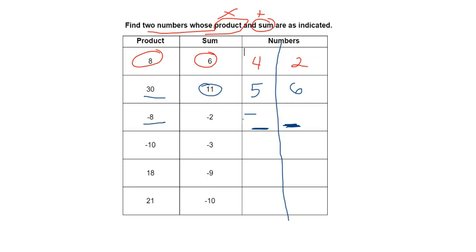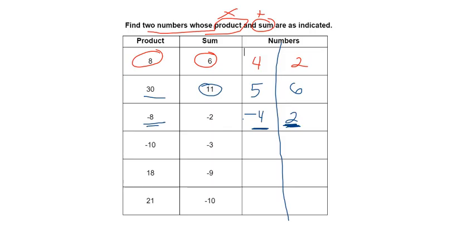All right, so for this instance, I'm going to say it's negative 4. Negative 4 times 2 gives me negative 8. Let's see if I add those together. Negative 4 plus 2 gives me negative 2. That makes sense. So far, we're good.